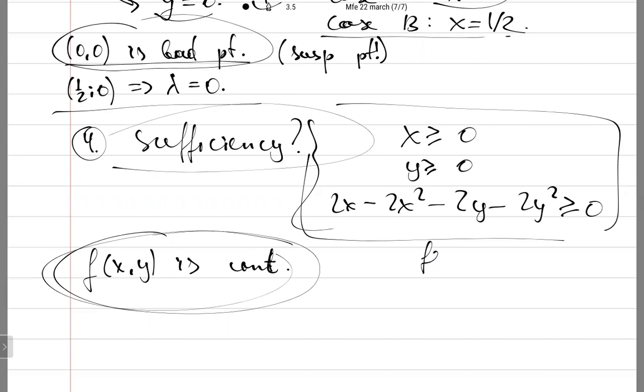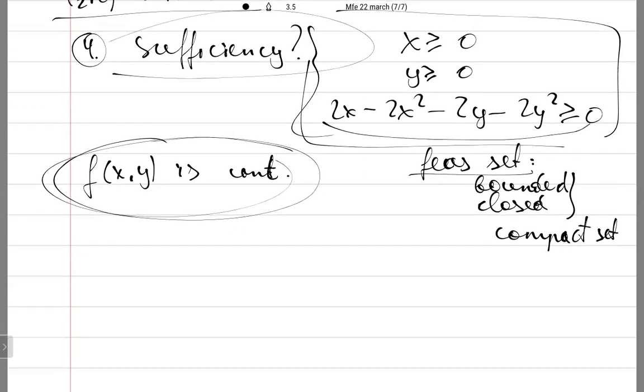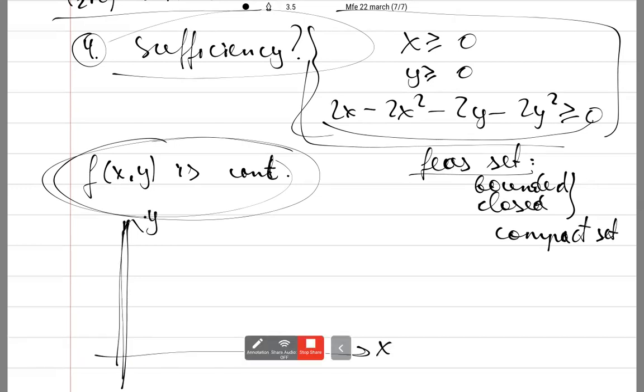My feasible set is bounded and closed. So it's a compact set. So we can easily draw it. Yeah, do not forget, we can draw the feasible set. It's non-linear, but that's fine. We have two variables. Don't be shy. X is non-negative, y is non-negative.